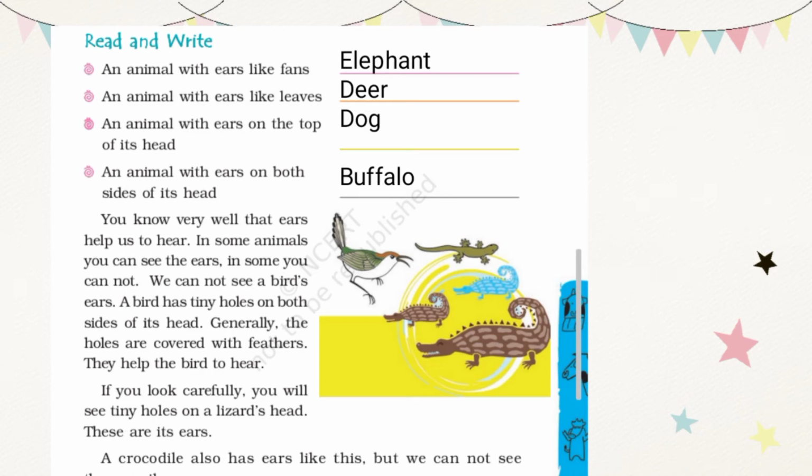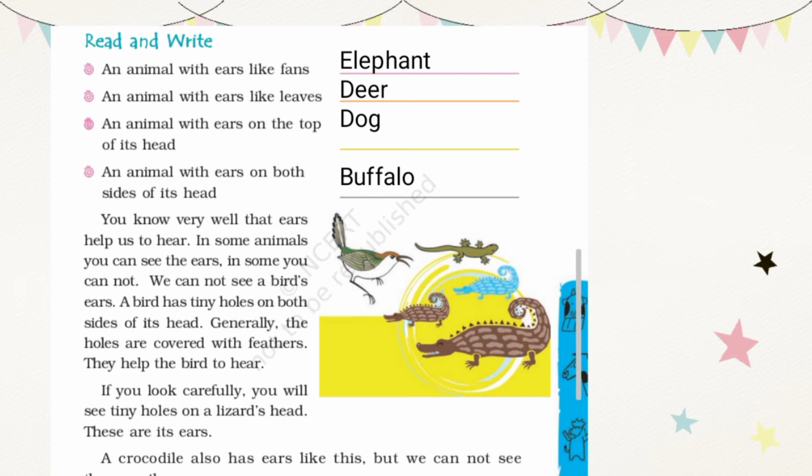Read and write. An animal with ears like a fan. So they are big ears like a fan. Which is that animal? That animal is the elephant. An animal with ears like leaves. Leaf-like ears. Which animal has that? Deer has that. An animal with ears on the top of its head. Dog has ears on the top of its head. An animal with ears on both sides of its head. Buffalo and cow both have ears on both sides of the head.